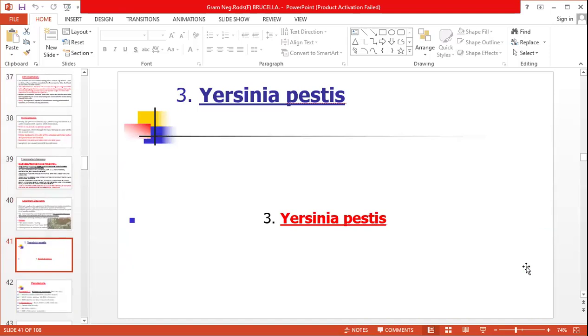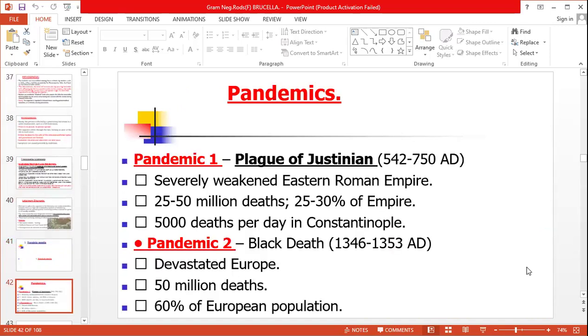Now, the third one is Yersinia pestis. It has had some epidemic spread. The first pandemic was the plague of Justinian, 542 to 750 AD, which severely weakened the Eastern Roman Empire. 25 to 50 million deaths occurred, about 25 to 30% of the empire, with 5,000 deaths per day in Constantinople.